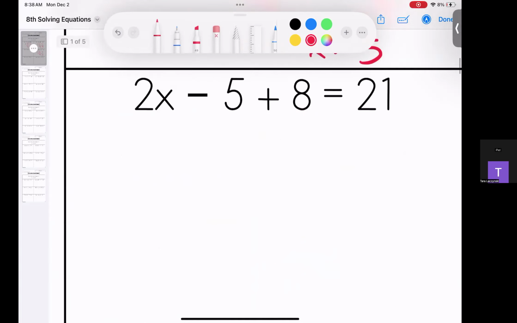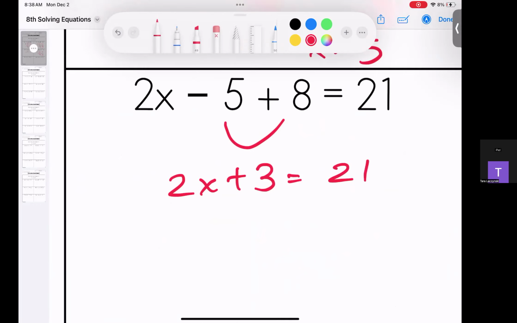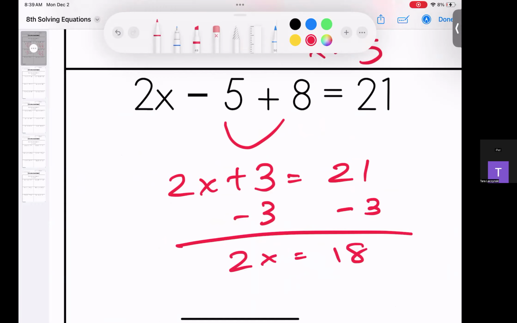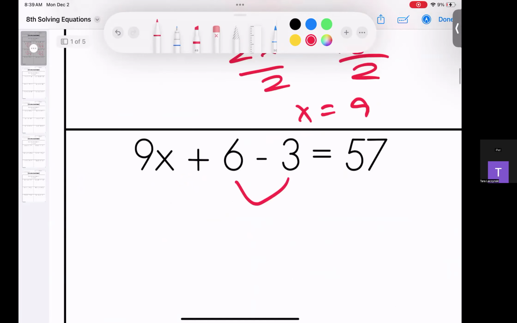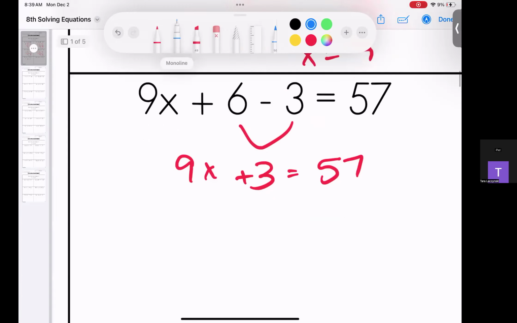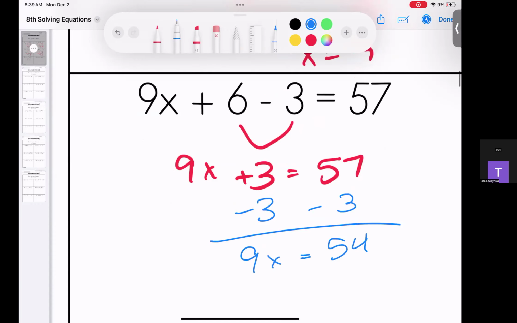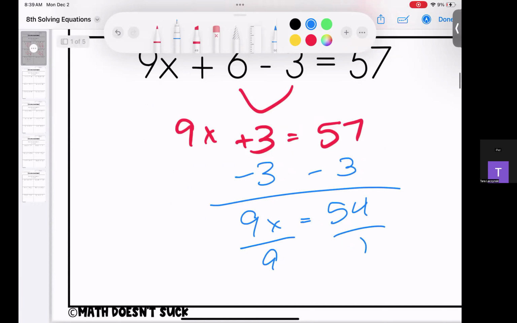Coming over here, we're going to end up with a +3. Subtracting that from both sides. I'm going to end up with 2x is equal to 18. Dividing by that 2, x is equal to 9. Again, continuing to move anything that is unattached first. Subtracting what is not attached to your variable. Dividing by that coefficient to get your solution.